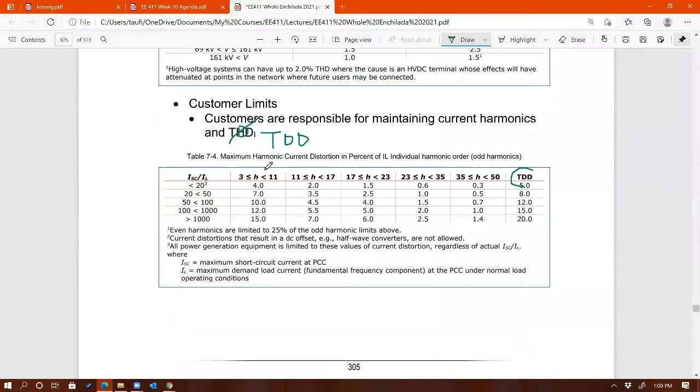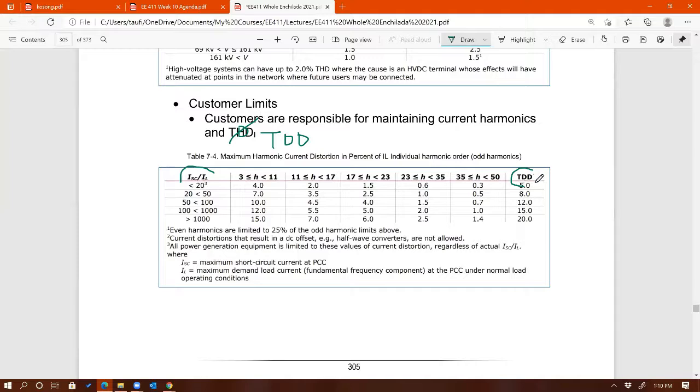Same thing with the customer limits in terms of current, right? That's more to calculate actually. Now you have to calculate the ratio of short circuit current to the full load current of the load, right? And if the ratio is less than 20, then you can see the different levels for different harmonic numbers, right? Between 3 and 11, the levels will be at the most 4%, right? And these are all TDD, okay? Total demand distortion.